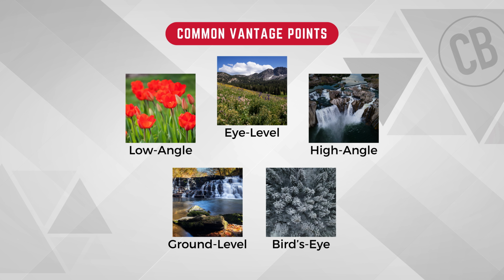Some of the common vantage points are low angle, meaning you get down under something, kind of looking up towards it. Eye level, which is what we're typically used to seeing and is maybe not the most intriguing. High angle, meaning you're looking down from above something onto the subject. Ground level, meaning just like the name indicates that you're shooting at the level of the ground. And bird's eye, meaning that you're shooting top down from above. I often take these bird's eye images with something like my drone.